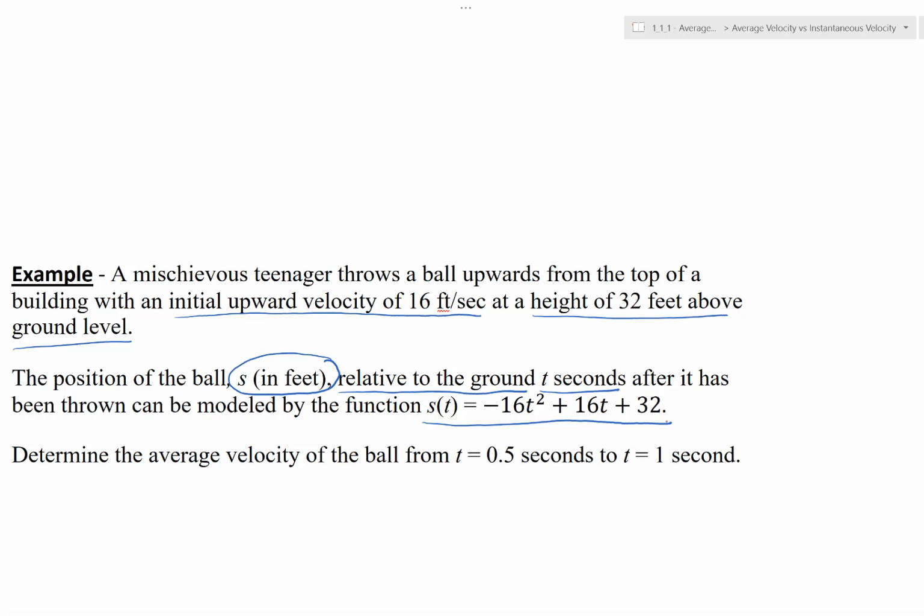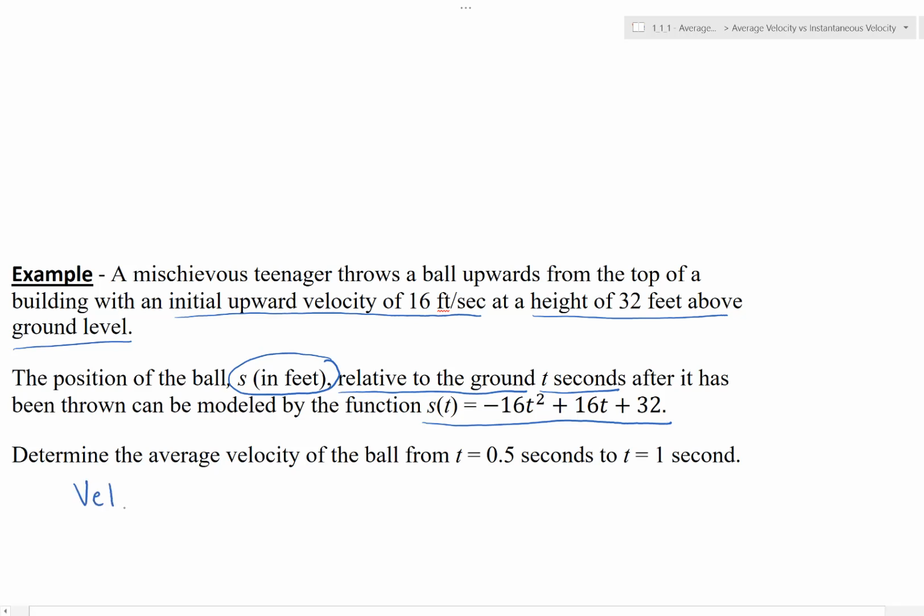This person's going to throw the ball up from the top of a building. It's going to go up and it's going to come down, assuming we're on planet Earth, of course. What we'd like to do is just determine the average velocity of the ball from t equals a half second to t equals 1 second. So let's just go ahead and do that and think about what's going on.